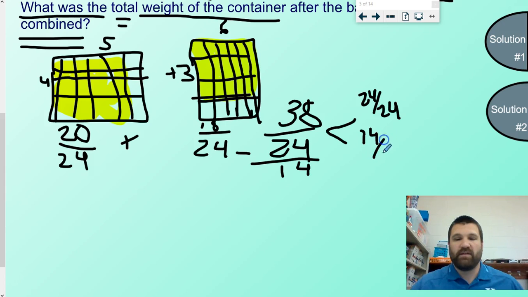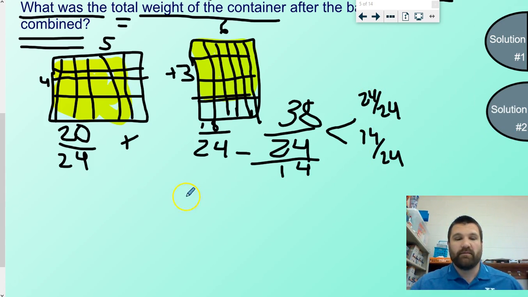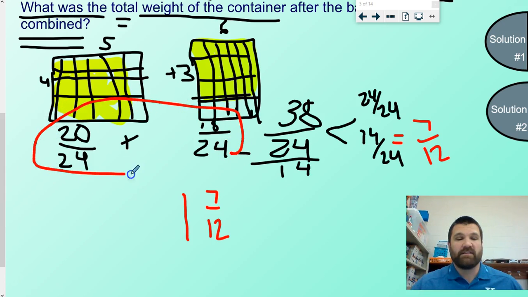And then I'm left with 14/24. And I know that 24 over 24 equals 1. Then you have 14 over 24. Well, that will equal 7/12, because you can divide both by 2. 2 goes into 14 7 times. 2 goes into 24 12 times.